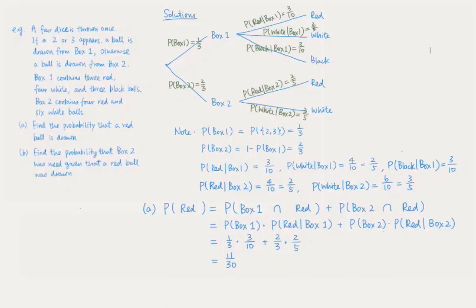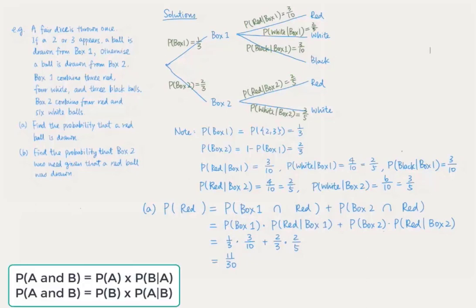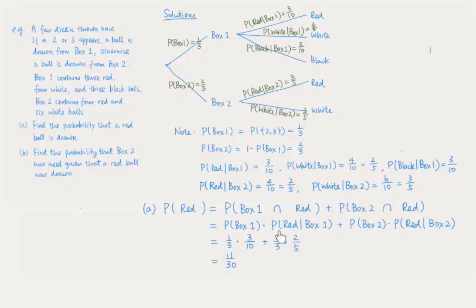According to the formula from the conditional probability, we can obtain the probability of the events A intersects with B to be the probability of event A times the probability of event B given A. We can observe that each of these probabilities has been obtained in this diagram. Therefore, we get that the probability that a red ball is drawn is equal to 11/30.